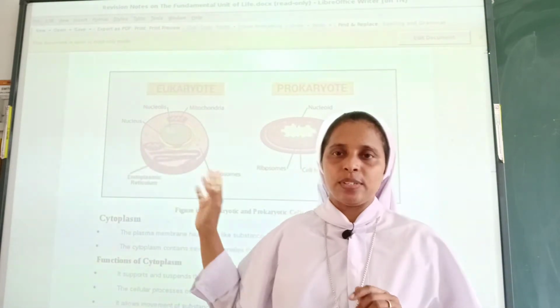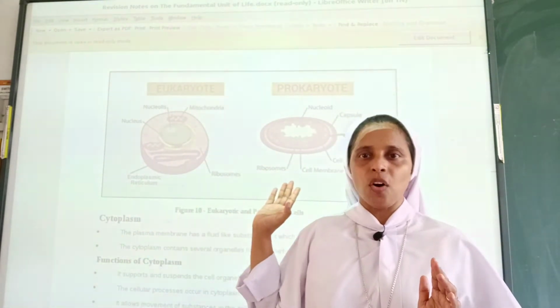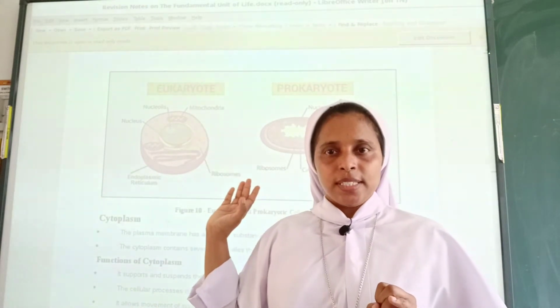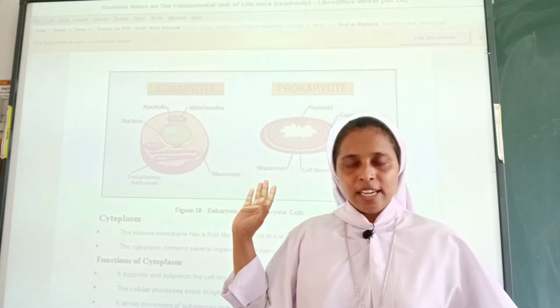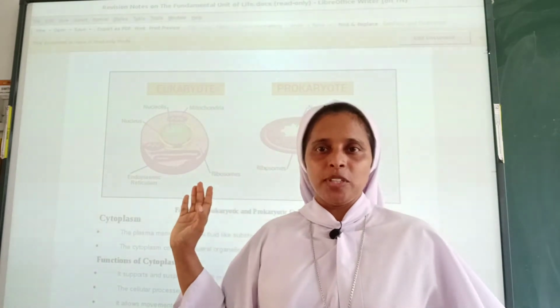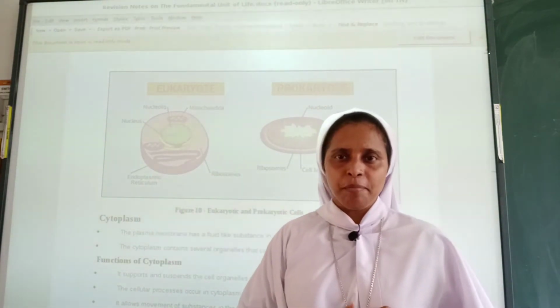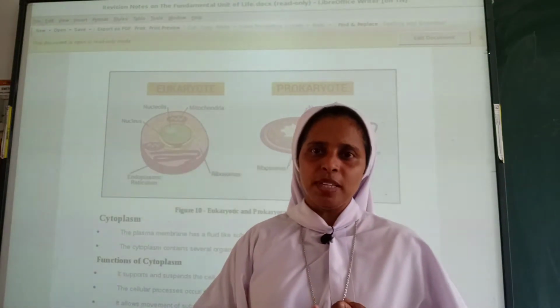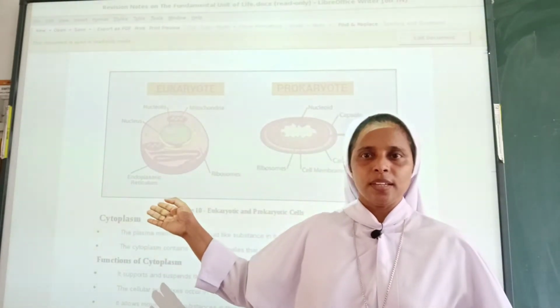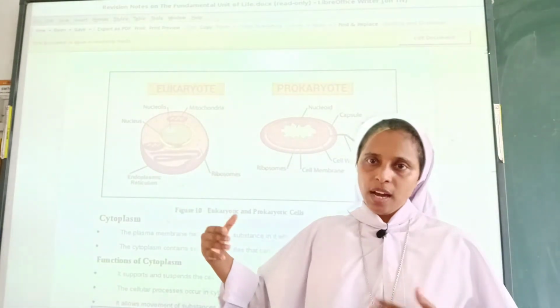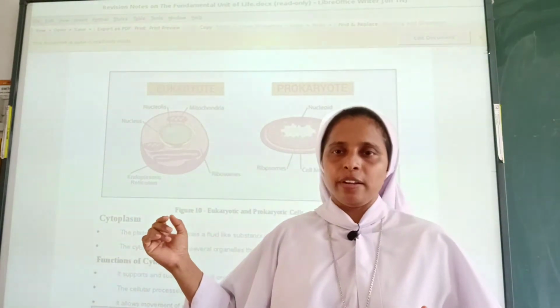in the eukaryotes. And the examples of prokaryotes are cyanobacteria, bacteria, blue-green algae, all these are examples of prokaryotes. And the examples of eukaryotes, you can say plants, fungi, animals, all these things come under eukaryotes. So we ourselves are examples of the multicellular.